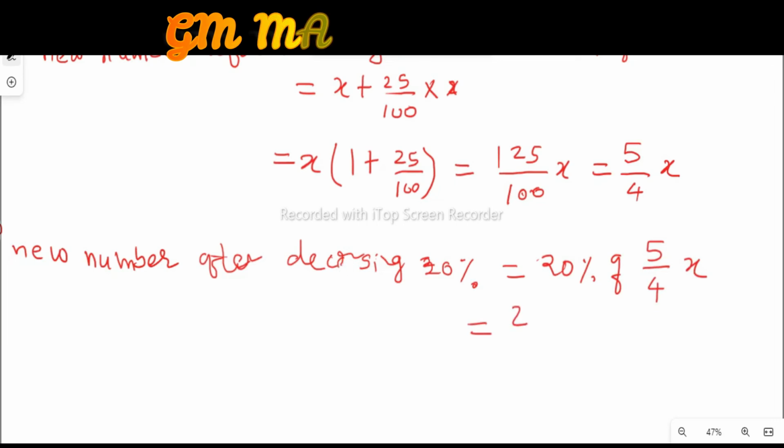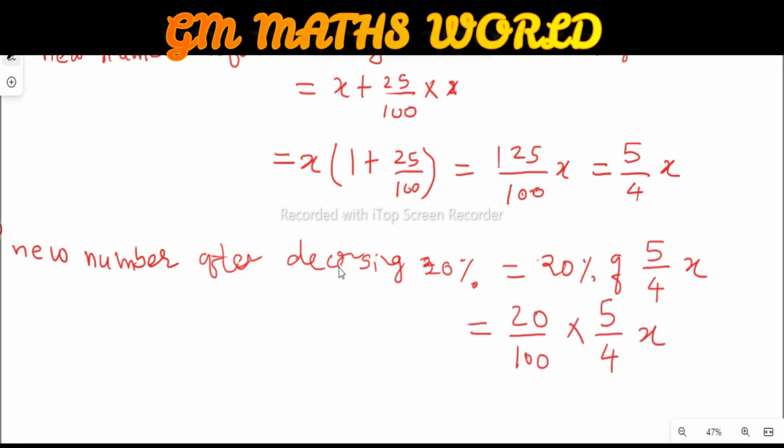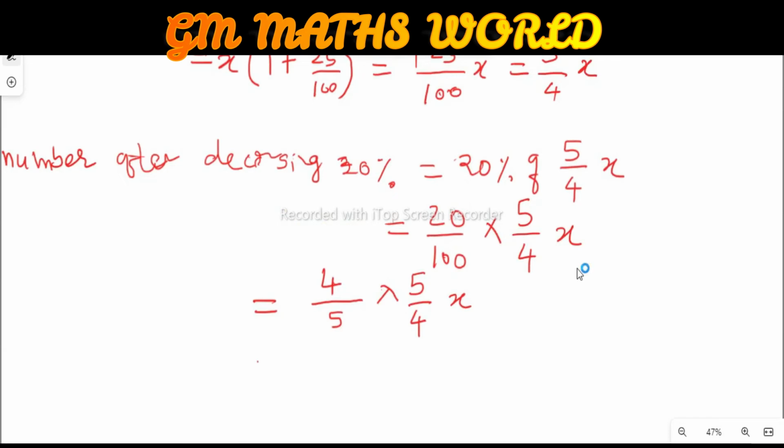20% of 5 by 4x is 20 by 100 into 5 by 4x, and 20 by 100 is 4 by 5 into 5 by 4x. So we will get the same number, there is no change. Once the number is increased by 25% and again decreased by 20% of that new number, it will give us the same number. That means we have understood that if any number is increased by 25% and decreased by 20%, then we will get the same number.